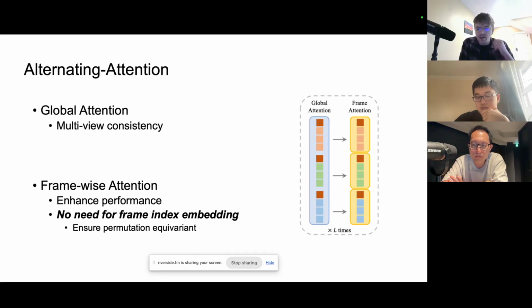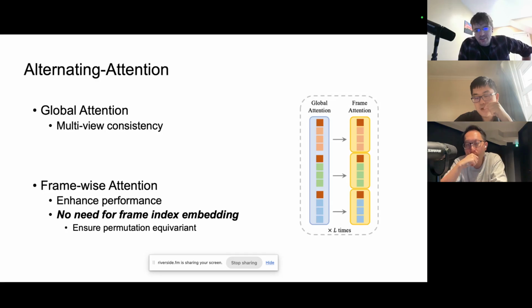Just as an aside, do you use a positional embedding? I assume you still do in the frame attention, right? Yes. Because within a frame, of course, it does matter whether it's in the upper left corner of the image or not. But across all of them, of course, it shouldn't matter at all, right?